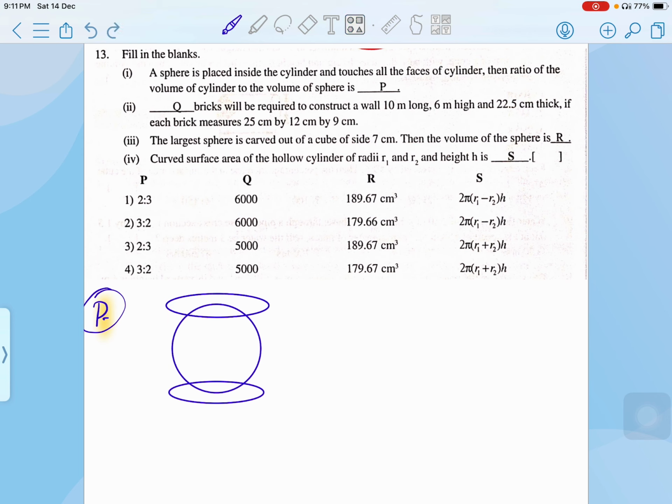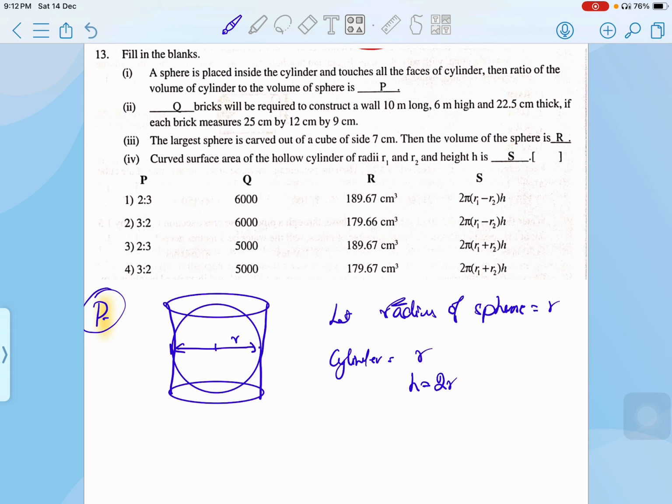It should touch this also. The cylinder should touch, so that means the diameter of the sphere is equal to the diameter of the cylinder. Okay. The height of the cylinder will be equal to the same diameter. So let's take only one unit. Let the radius of the sphere be R, which implies for the cylinder, radius R, height will be 2R.